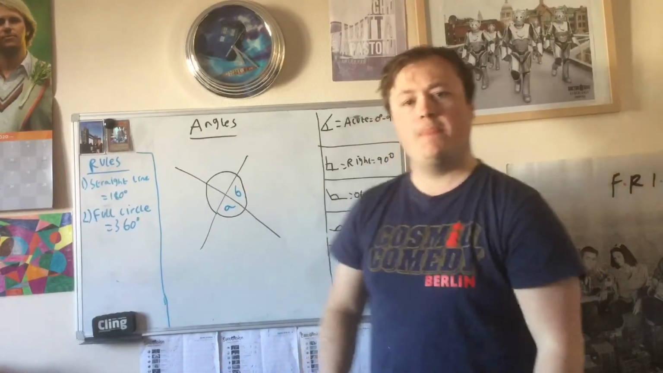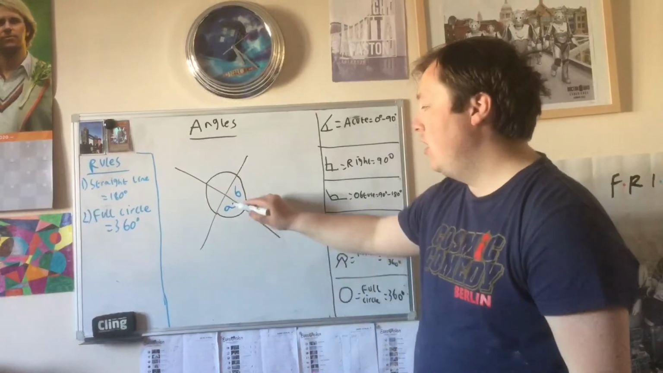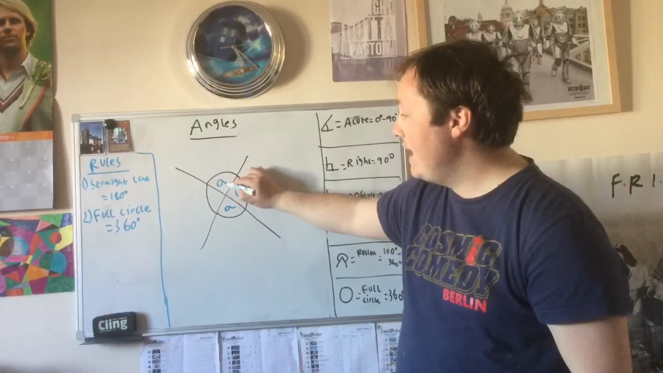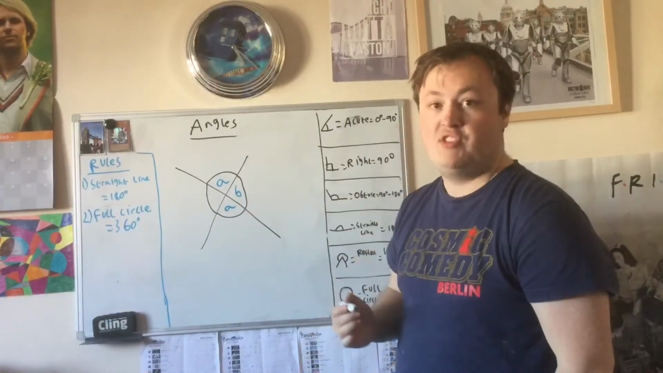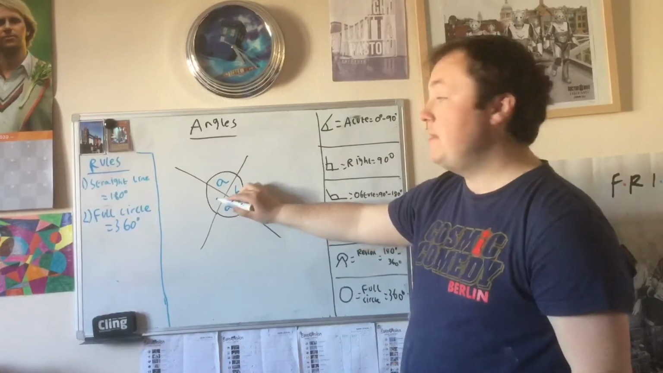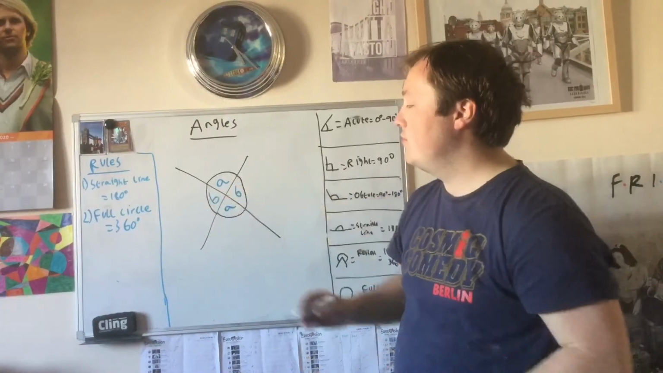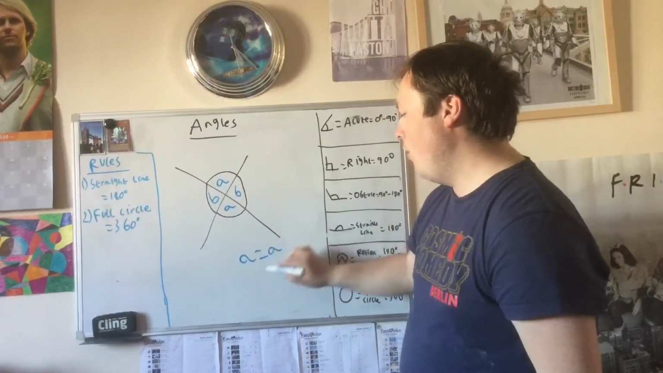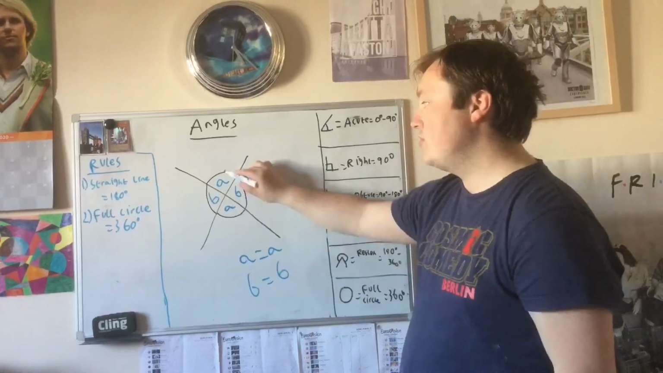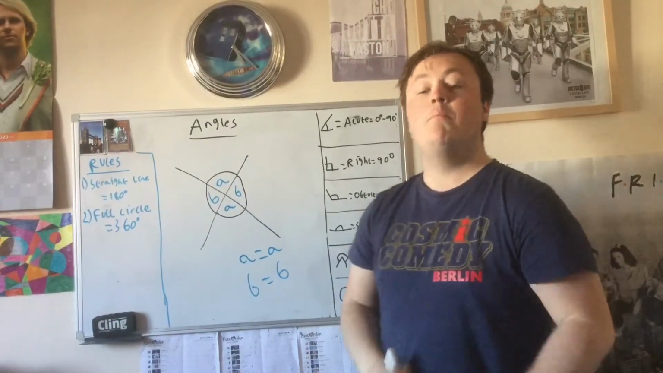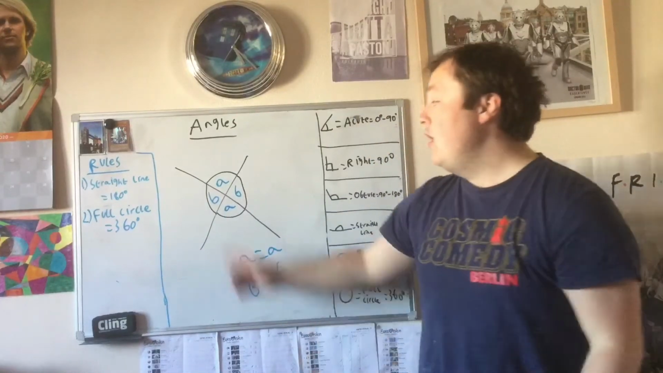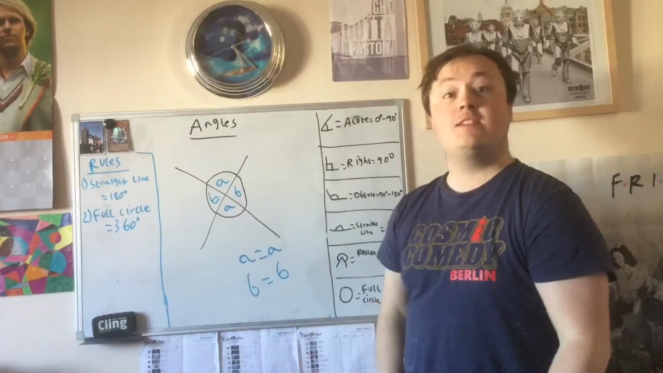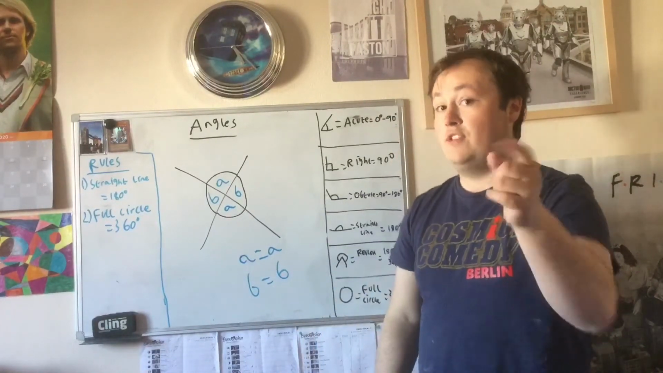Now, here's the rule. No matter what these angles are, angle A here will be the same as angle A here. So those two will be bang on the same. And this angle here will be the same as that angle, so they'll both be B. Now the rule is opposite angles will always be the same, no matter what they are. This could be 140, this could be 2, this could be 1. If they're opposites, they will always be the same.